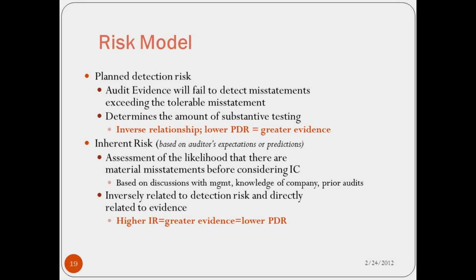Those, again, are all of the predictions or assessments that auditors are looking at. They're considering how those things could impact the financial statements irrespective of internal controls. It's based on discussions with management, the auditor's prior knowledge of the company if it's a continuing client, and the results of prior audits. It's inversely related to detection risk, and there's a direct relationship to evidence. So the higher your inherent risk, the greater your evidence and the lower your planned detection risk, right? Because you want to keep planned detection risk low.